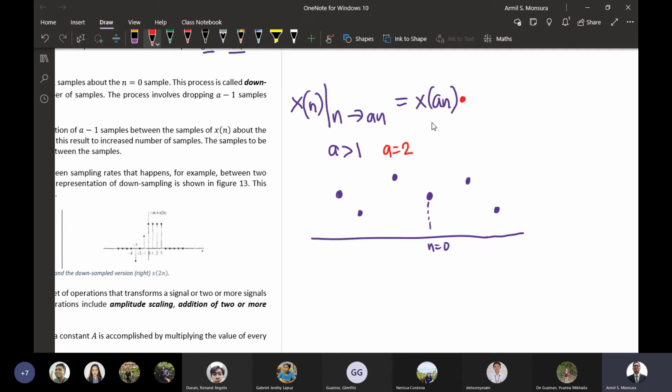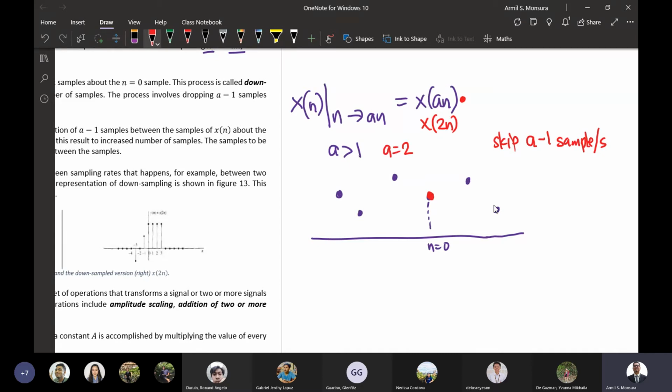Pag yung a nyo is equal to 2, which essentially leads you to x of 2n, galing dito, kukunin nyo yung sample na yan, tapos maglalaktaw siya ng isa, maglalaktaw siya ng 1 sample, or essentially mag-i-skip siya ng a minus 1 sample. So in this case, if a is 2, so mag-i-skip siya ng 1 sample. Okay? So, galing dito sa n equals 0, mag-i-skip siya ng 1 sample.